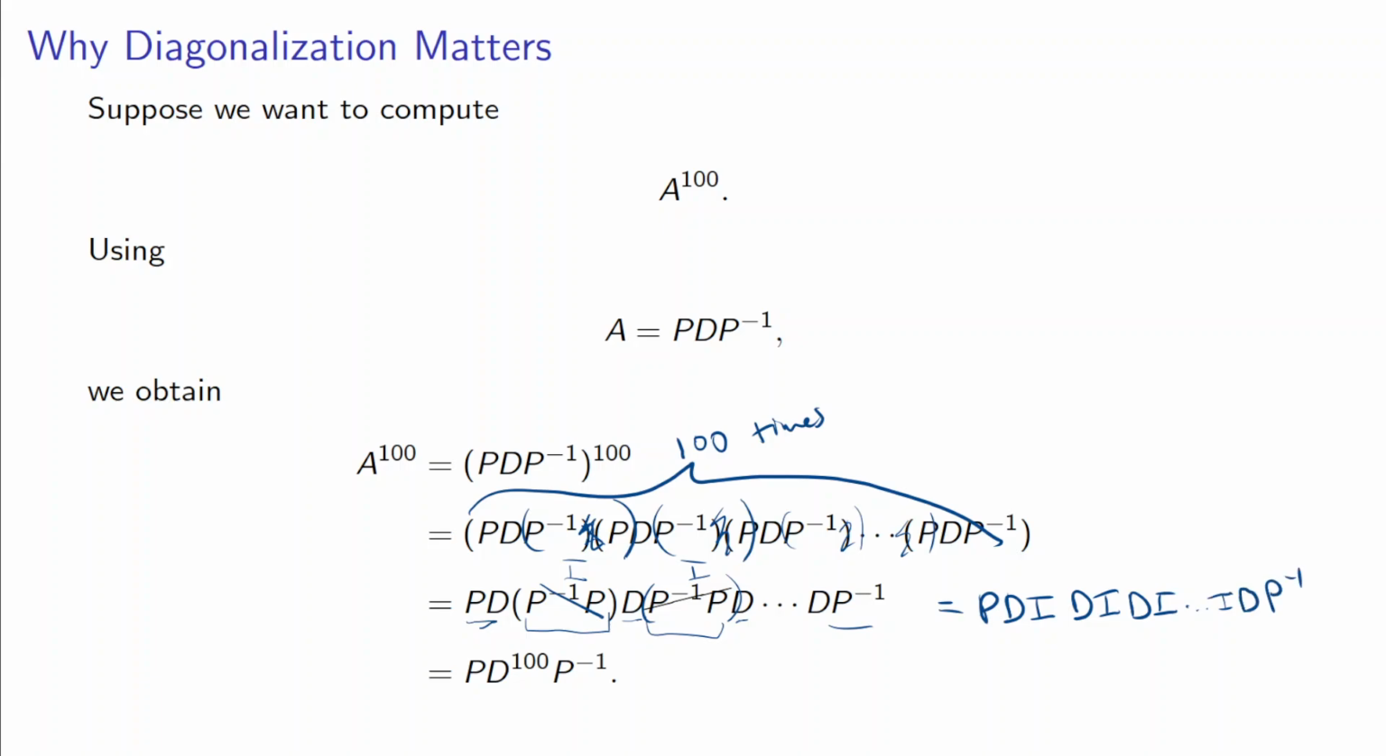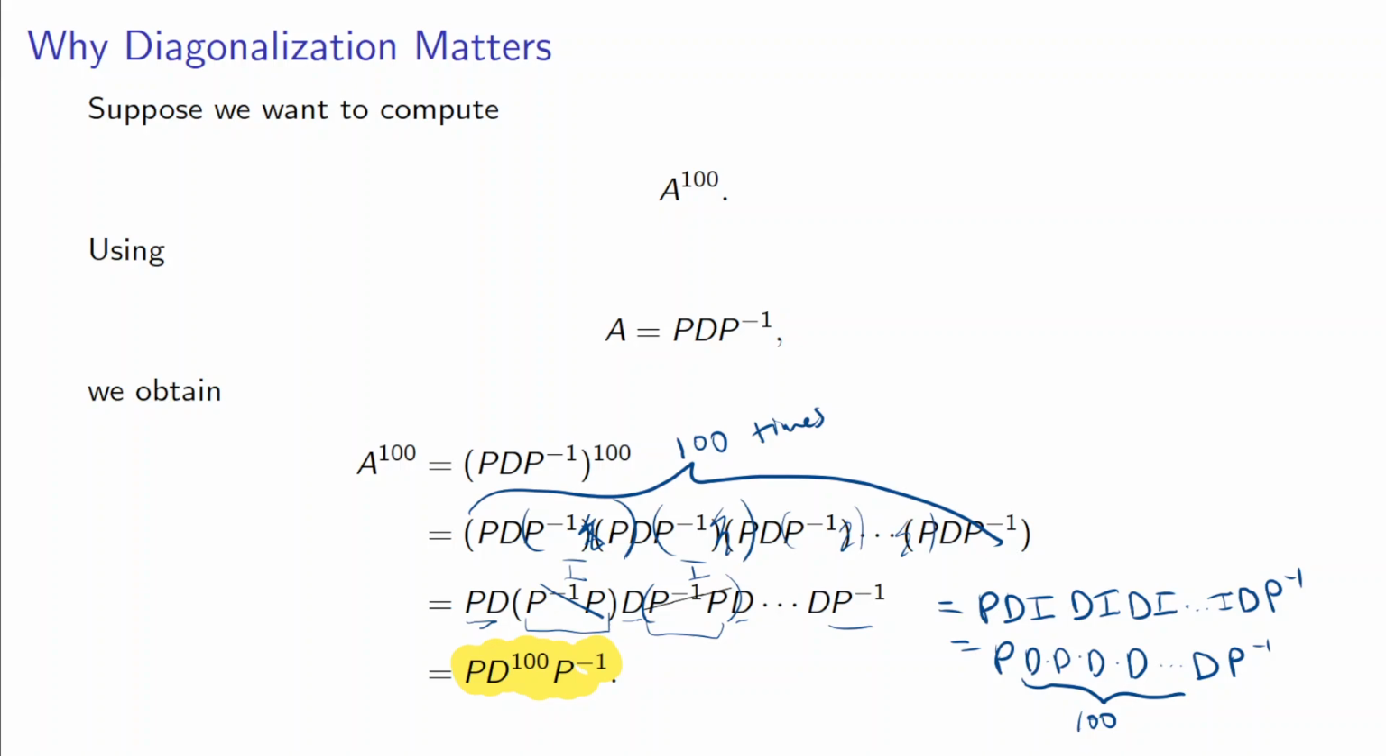But multiplying by the identity doesn't actually change things. So this is just P times D times D times D times D, a whole bunch of these. How many of these? Well, exactly 100 of them. So this actually just becomes P times D to the 100 times P inverse. So that's sort of the punchline.